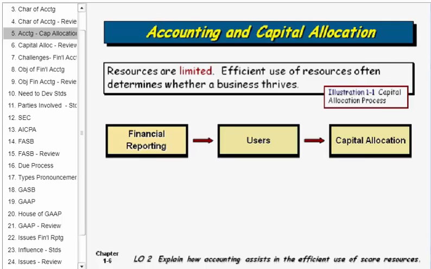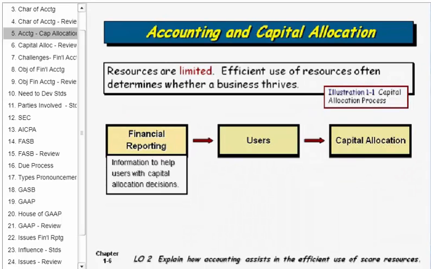So think of the notes as being very much involved with the principle of adequate disclosure. All right, let's talk about accounting and capital allocation. In all businesses, resources are assumed to be limited, and I think that's a fair statement. The efficient use of resources often determines which businesses do well and which do not. So financial reporting provides information to help users about the proper allocation of capital between competing opportunities, is the way I'd like to think of it.